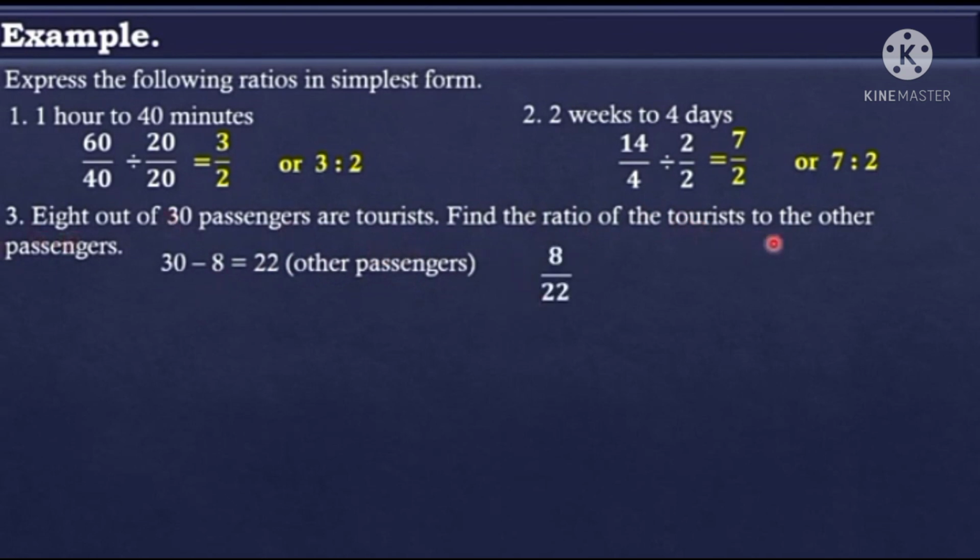Find the ratio of the tourists, which is 8, to the other passengers, which is 22. So we have 8 is to 22. To get the simplest form, we will divide by the GCF, which is 2. 8 divided by 2 is 4, and 22 divided by 2 is 11. You may write this in colon form, 4 is to 11.